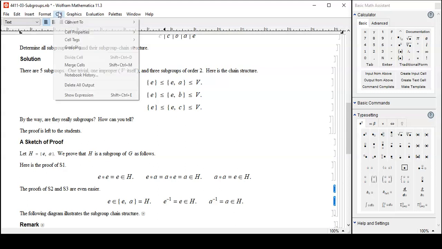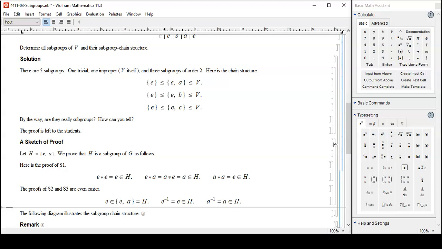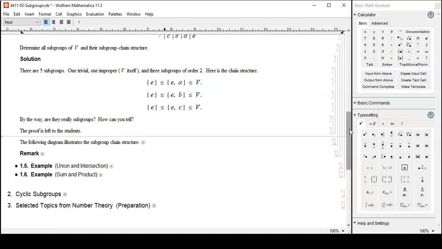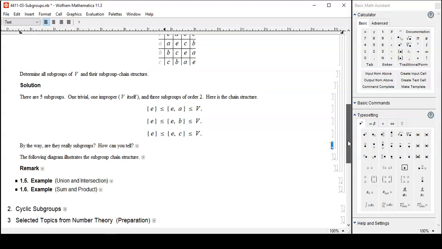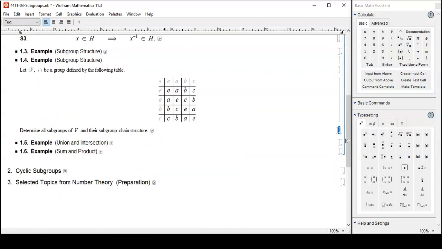Okay, did you prove everything here? S1, S2, S3, all those? And we completed the proof for {e, a}, as a matter of fact. How about the others? They're going to be similar. I mean, just change character a to b or a to c, and that's it. So there goes the proof. We just practiced use of this subgroup criterion. And there goes the second example there.